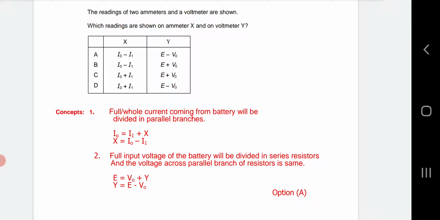And the second concept is the full input voltage of the battery will be divided in series resistors according to the voltage divider rule, and the voltage across parallel branches of resistors is the same. So E is equal to V0 plus Y. E is the input voltage, V0 is the voltage drop across one resistor, and Y is the voltage drop across the parallel combination. So from this equation, Y is equal to E minus V0. So it is option A.